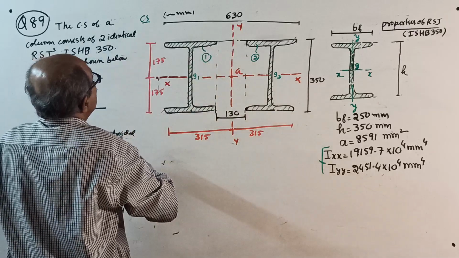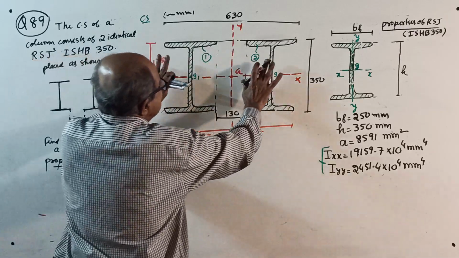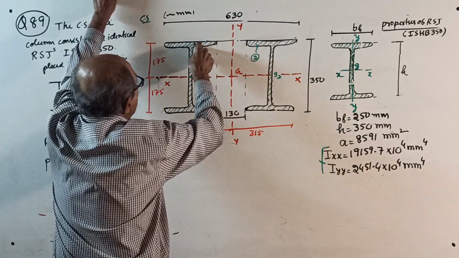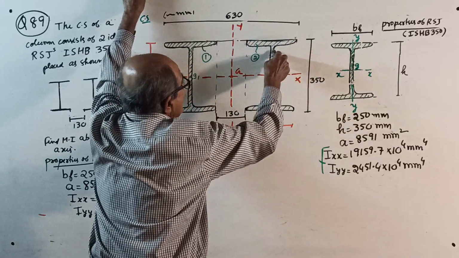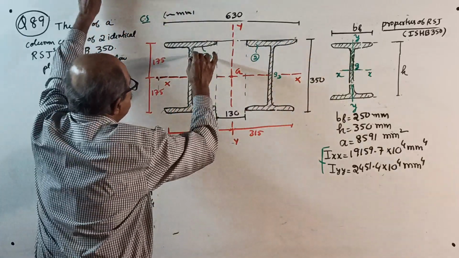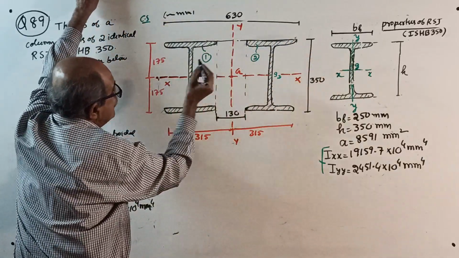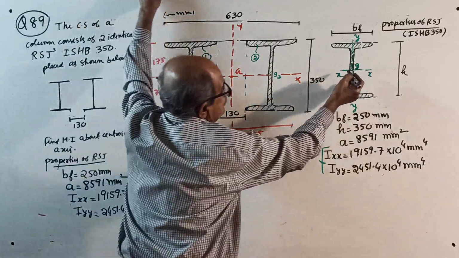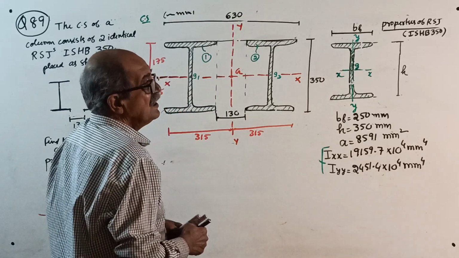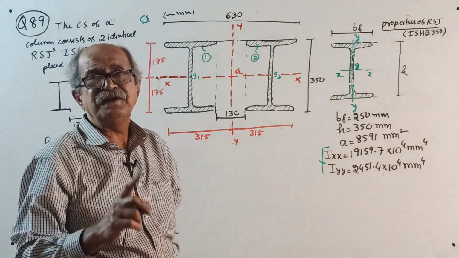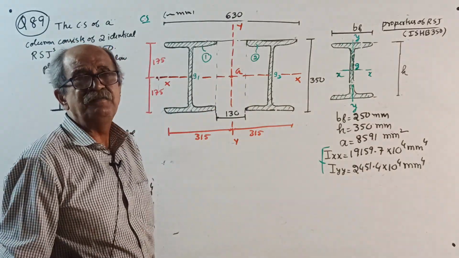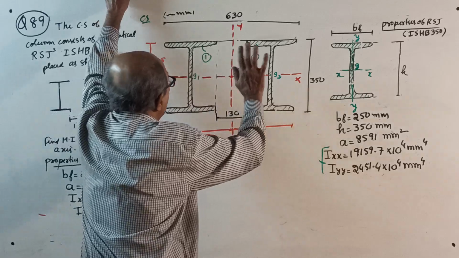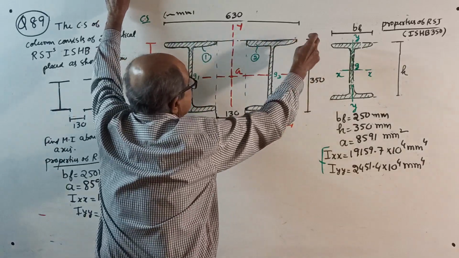All dimensions are in millimeters. This is our unit 1, the complete I section, and this is unit 2, the complete I section. Now for unit 1, the centroid is here, this G. Here there is perfect symmetry. You can make a note: perfect symmetry. Before that, tell me the overall dimension.